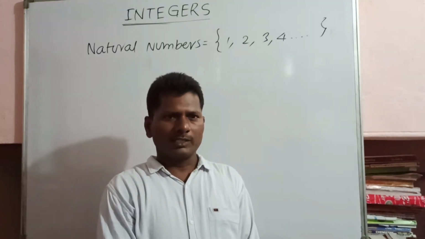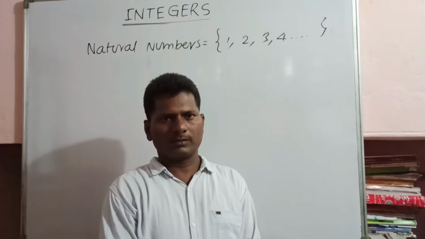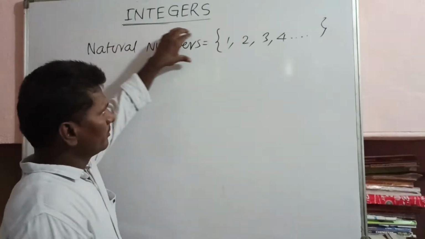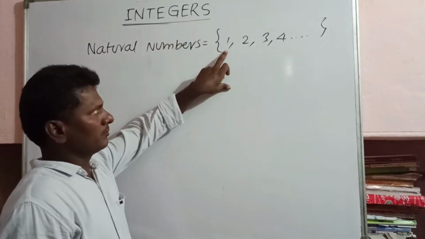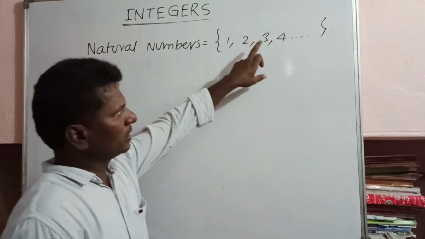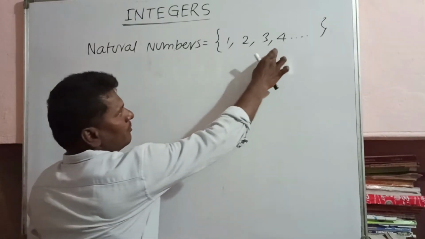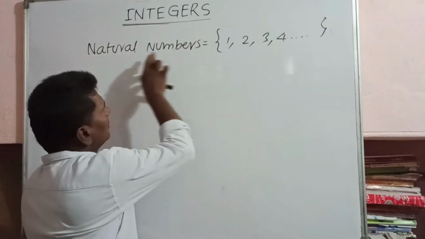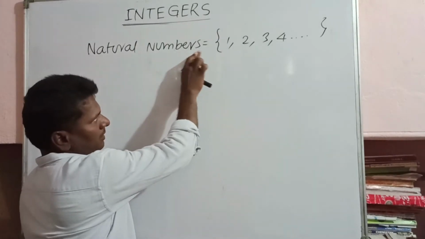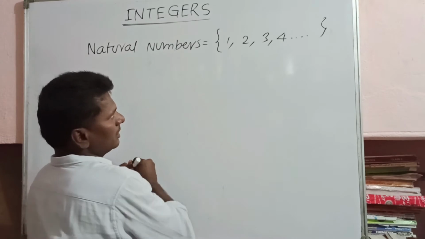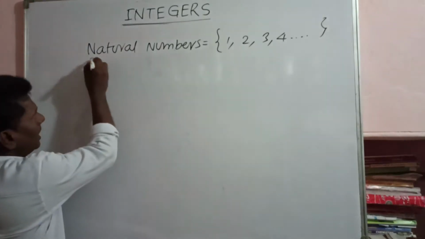To count objects, we use natural numbers. Natural numbers start with 1. 1, 2, 3, 4 and so on. These numbers are called natural numbers. The set of natural numbers is denoted by the letter N.